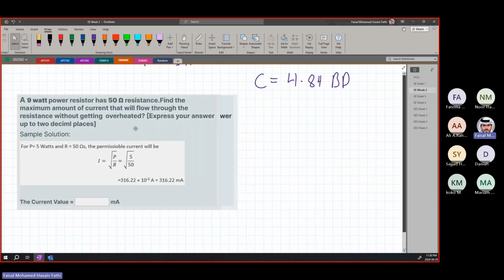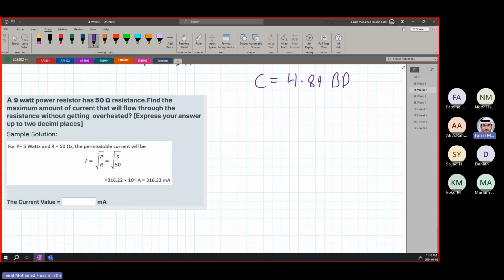Very basic, very simple question. A 9 watt power resistor. So we are given 9 watt power, so power is equal to 9 watts. Has 50 ohm resistance. We are given the resistance in ohms, so R equals 50 ohm. Now we have power and resistance. We can find everything else. We can find voltage. We can find current. We can find it all.